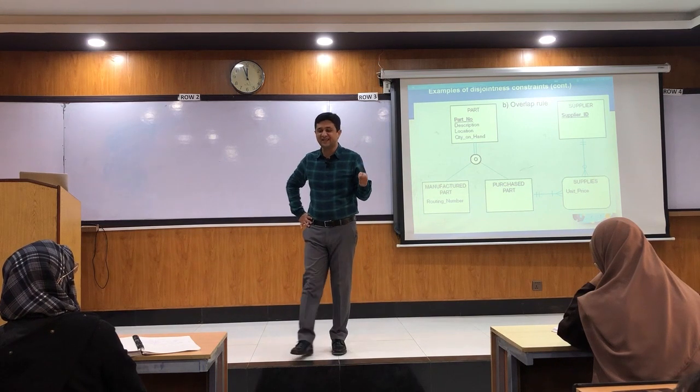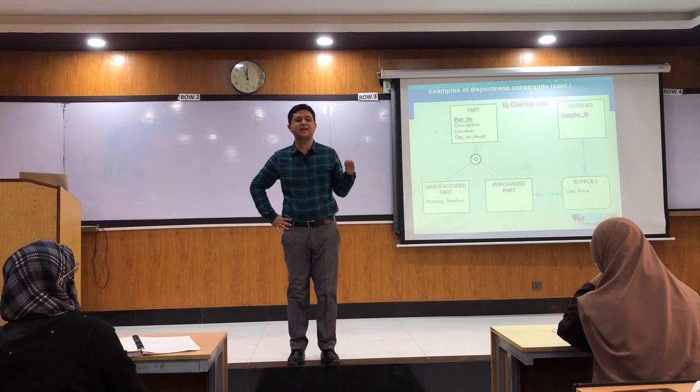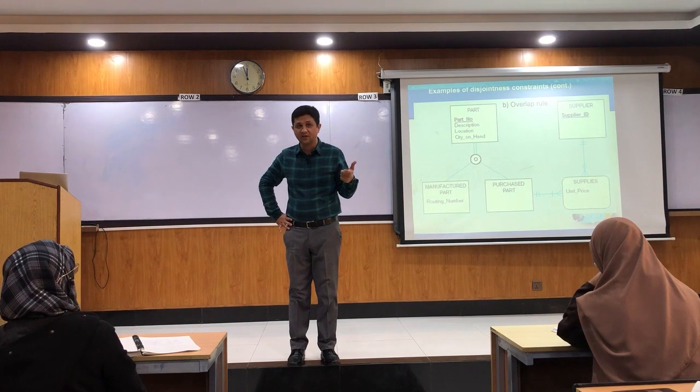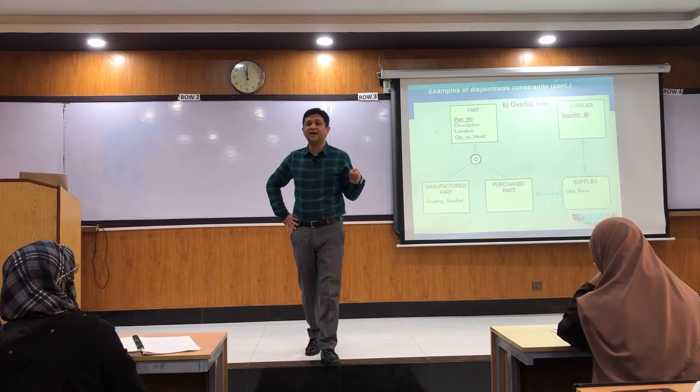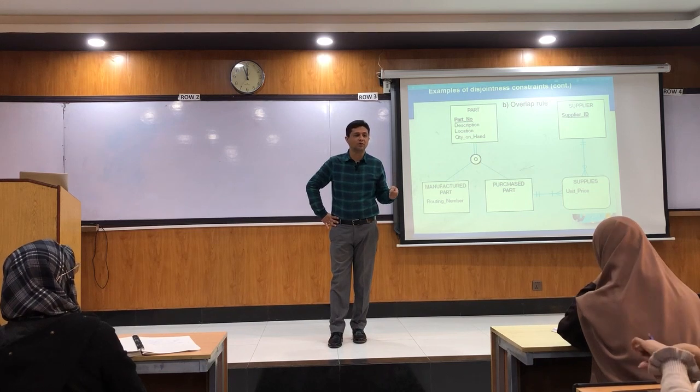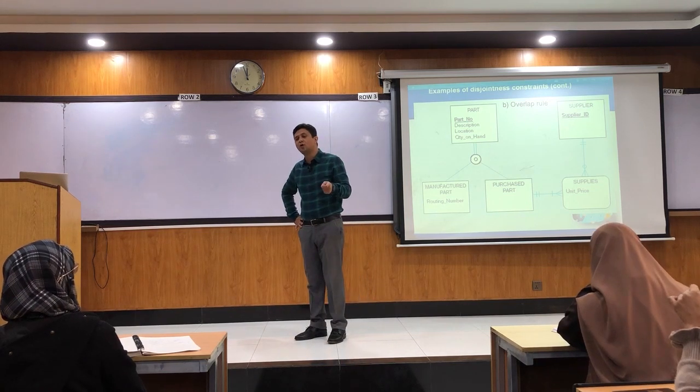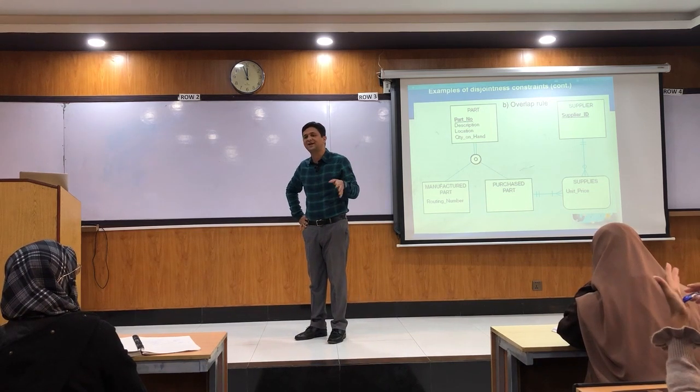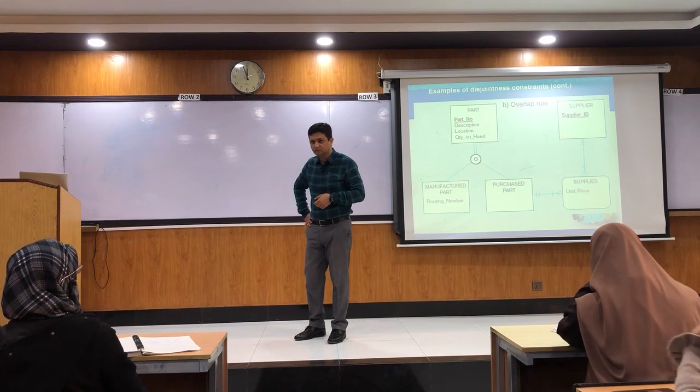The disjoint rule states that a subtype's instance cannot belong to more than one subtype, while the overlap rule is that a subtype's instance can belong to more than one subtype. So I hope that all these concepts are clear to everyone. Great.